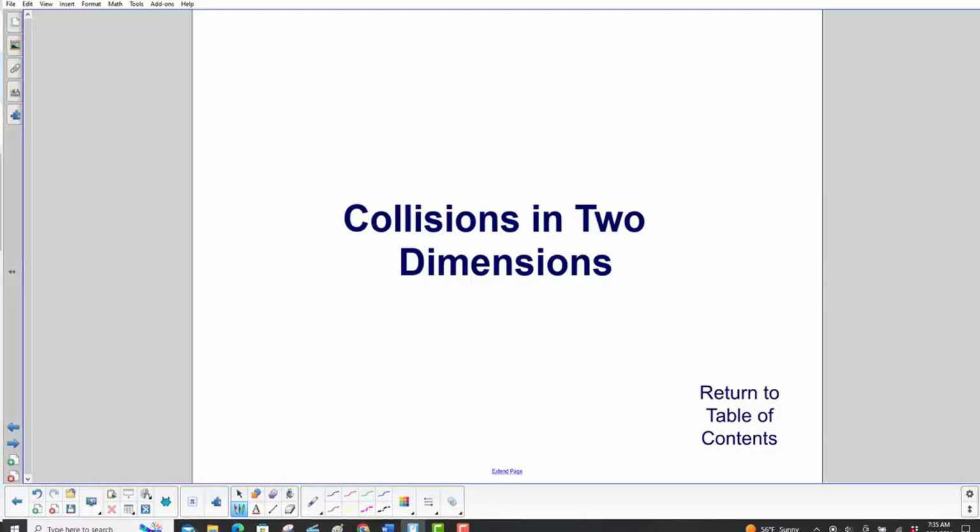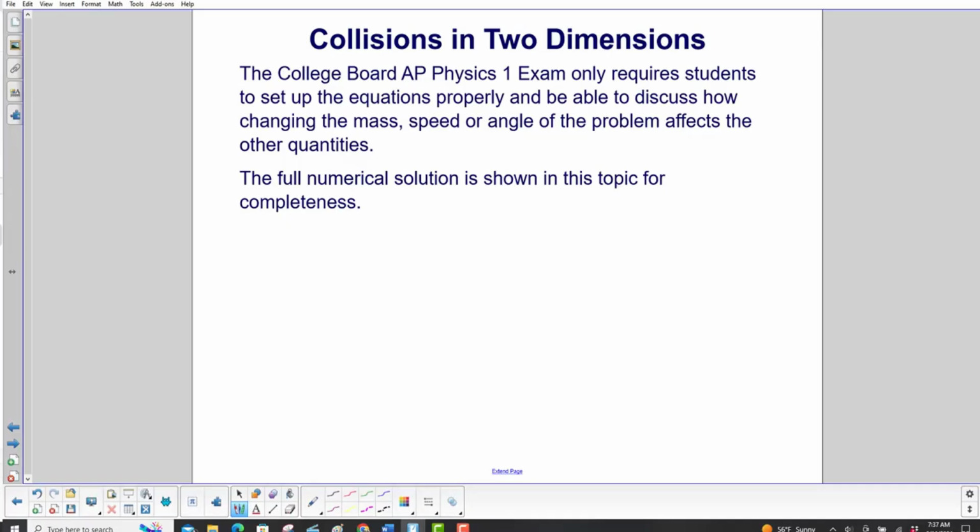Collisions in two dimensions. The College Board AP Physics 1 exam only requires students to set up the equations properly and be able to discuss how changing the mass, speed, or angle of the problem affects the other quantities. The full numerical solution, however, is shown in this topic for completeness.